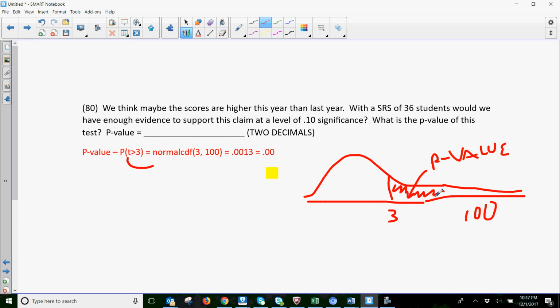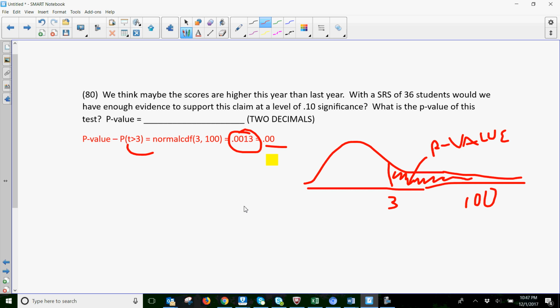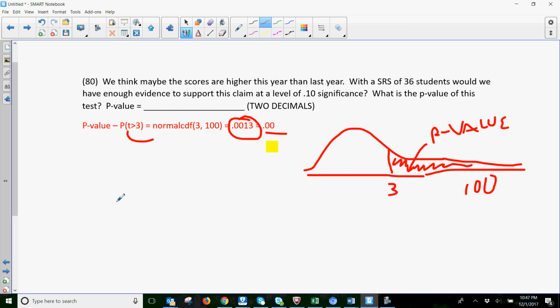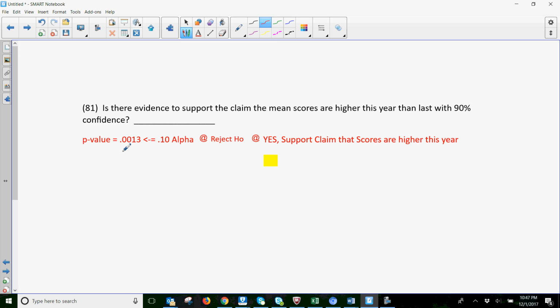And the area of this tail was 0.013, which again, to 2 decimal places is 0. So once again, the p-value is 0, and when we compare them, it's going to be less than or equal to alpha, so we're going to reject it.